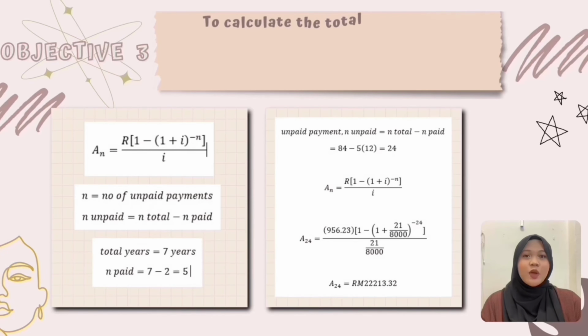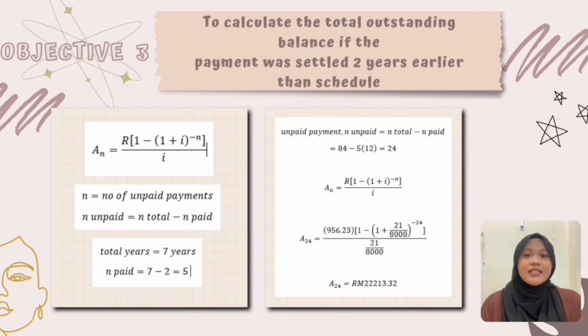Moving to the next question, where we need to achieve our third objective. This can be solved using the formula A_n equals R, bracket 1 minus bracket 1 plus i raised to the power of negative n, and divided by i. Next, we need to identify n unpaid, which means the number of unpaid payments. We can identify it by using the formula n total minus n paid.